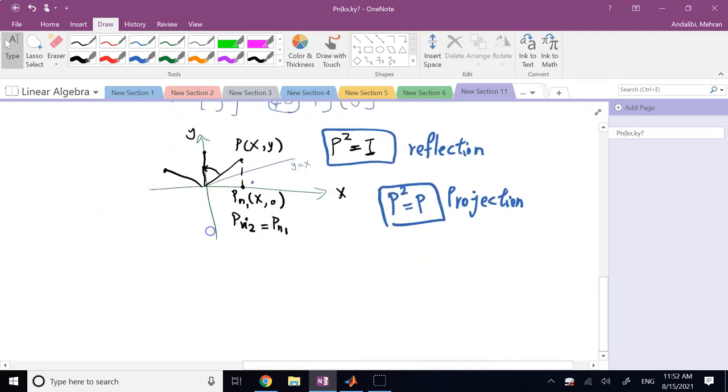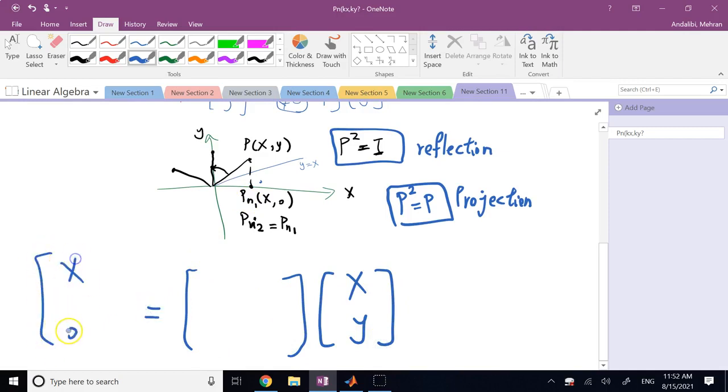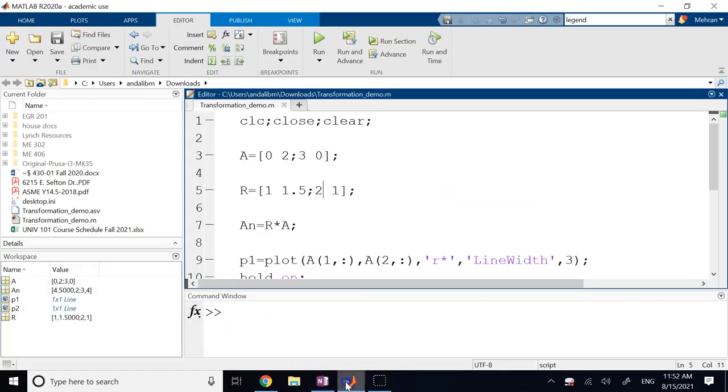Now, if I want to really project a point along the x-axis, what do I need? I need to multiply point x and y by something that gives me x and 0. So what do I need? I multiply first row is 1, 0 to get me x back. The next row is 0, 0 to give me 0. So that's all I need. 1, 0, 0, 0, that projects it along the x-axis.